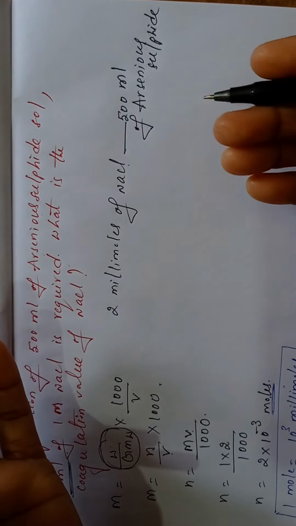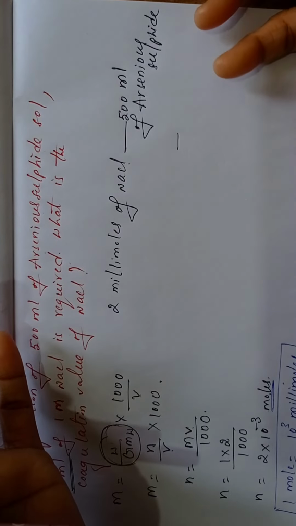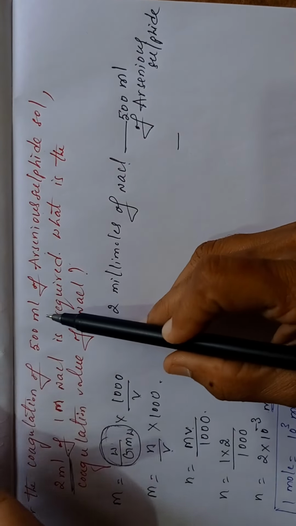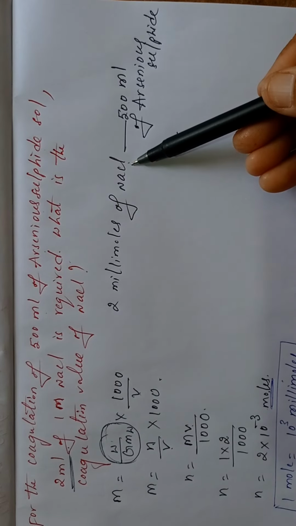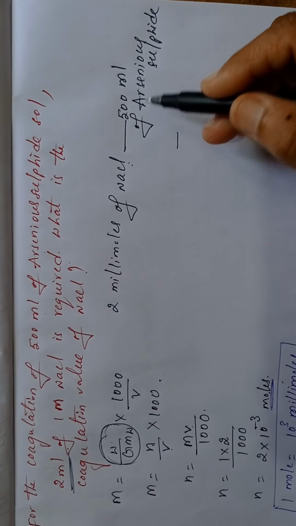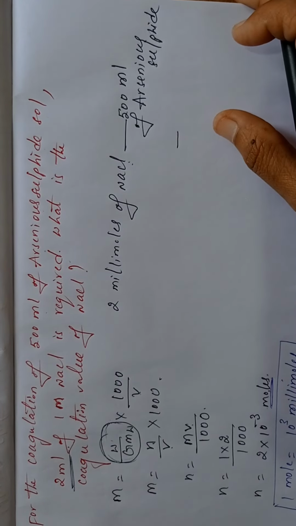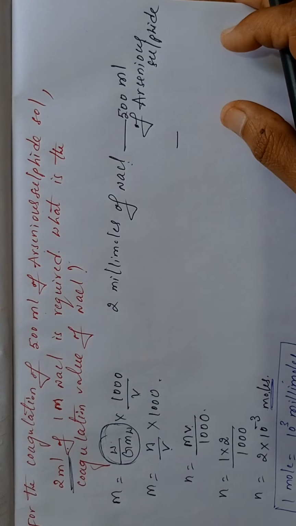But what we have to find, the coagulation value, means for 1 liter of arsenious sulfide. To coagulate 1 liter of the arsenious sulfide, how many millimoles of NaCl is required? We have to find it. Are you clear? That is the coagulation value. According to the definition, for 1 liter of the colloidal solution, how many millimoles of electrolyte is required?